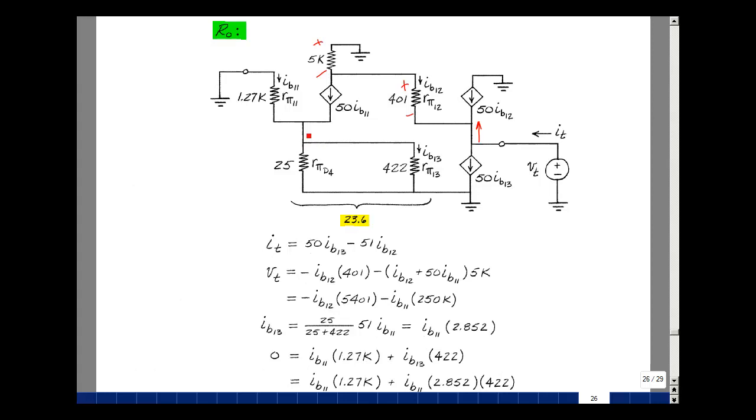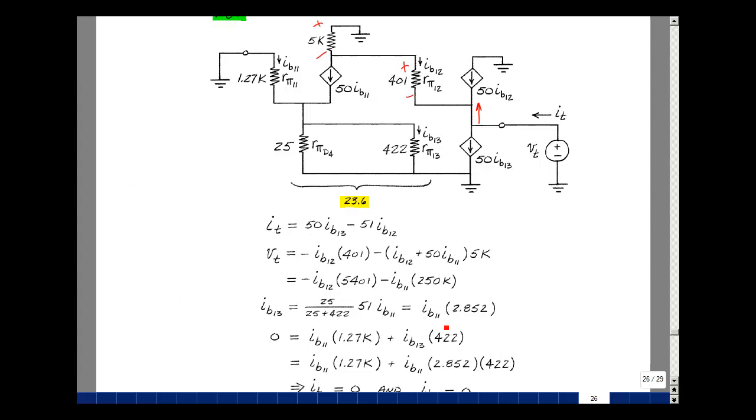Current that's entering here is 51 IB11, and that's going to current divide between these two resistors. So we'll take the other resistor, if we want the current in this one, over the sum of the two. That's again our resistive current divider from 201. If you multiply all this out, you get 2.852 times IB11, like we did before. You have IB13 in terms of IB11.